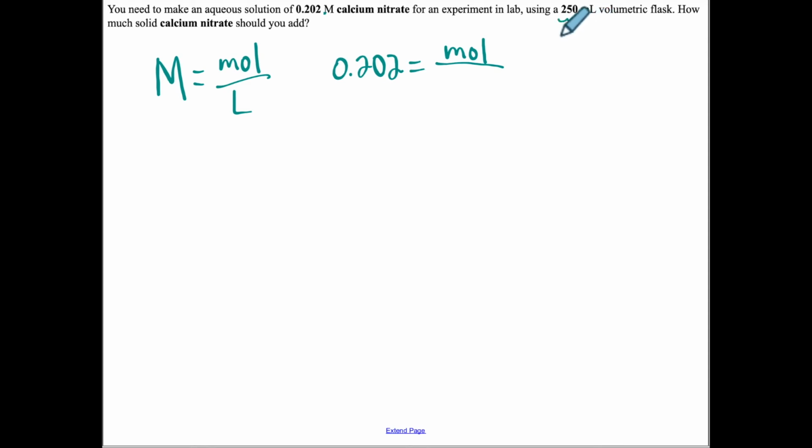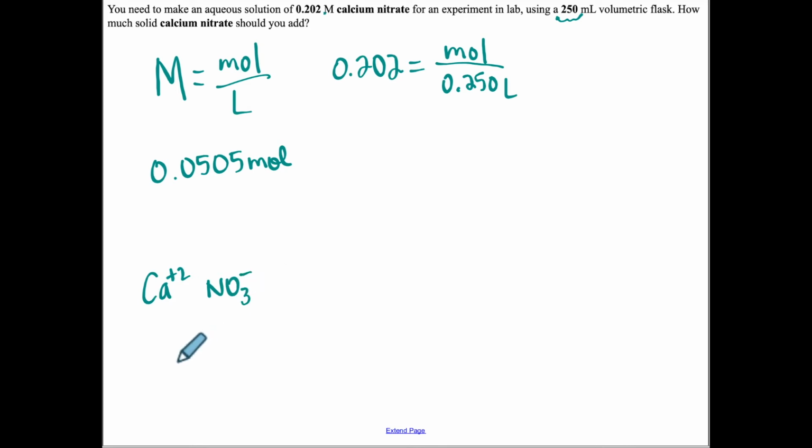So 3 to the left, move the decimal, and we get 0.250 liters. To solve for moles, we take 0.250 times 0.202, and we get 0.0505 moles. We want to change this to grams, so we're going to have to write the chemical formula for calcium nitrate. Calcium has a +2 charge, nitrate is a polyatomic ion, NO3, so we switch those charges and we get Ca(NO3)2.